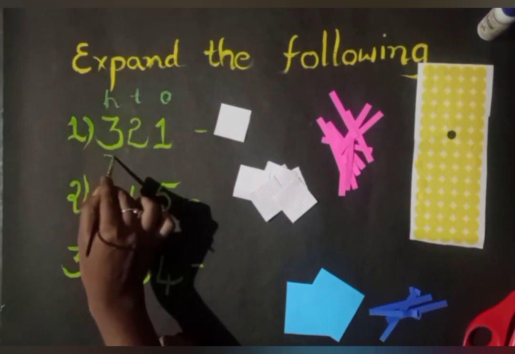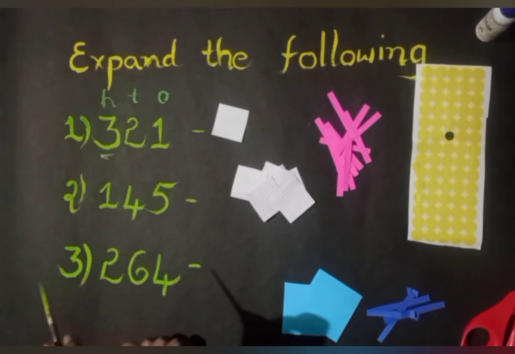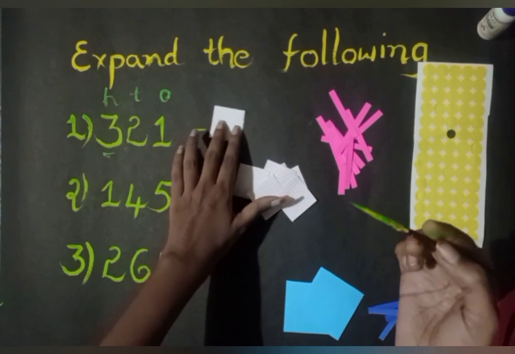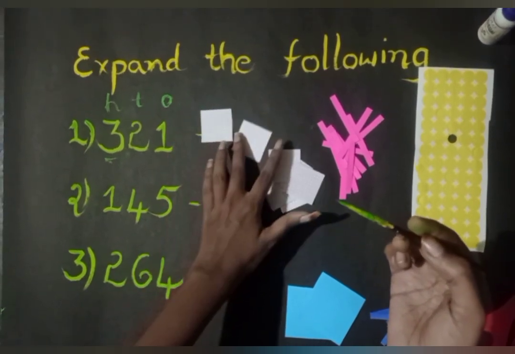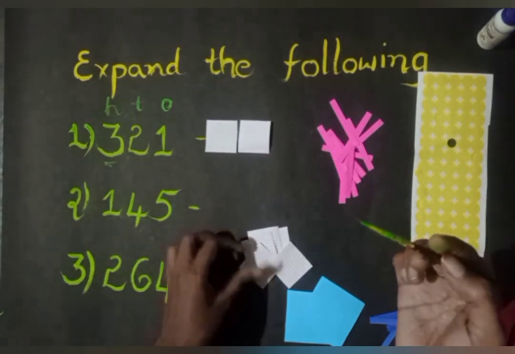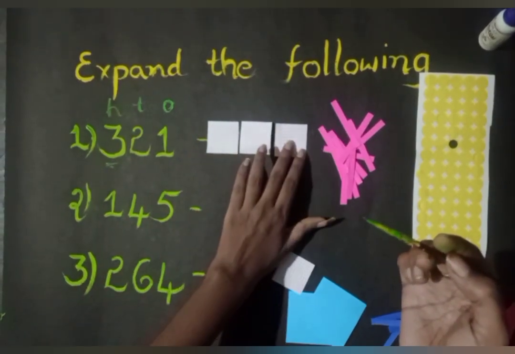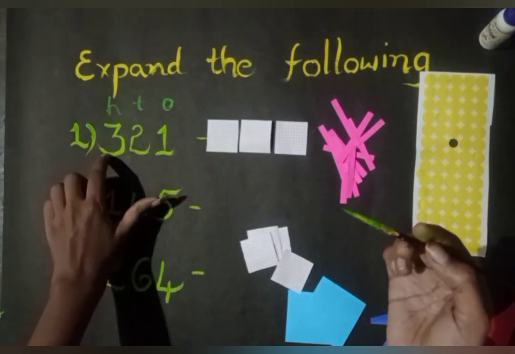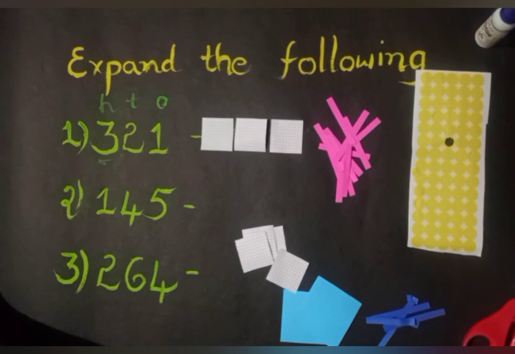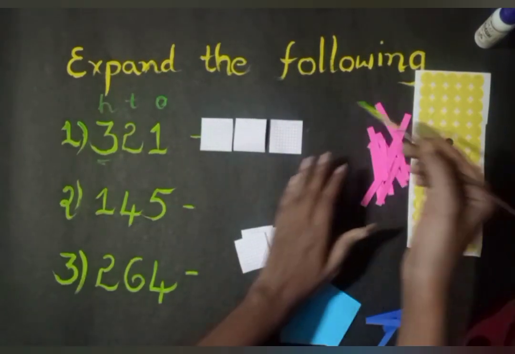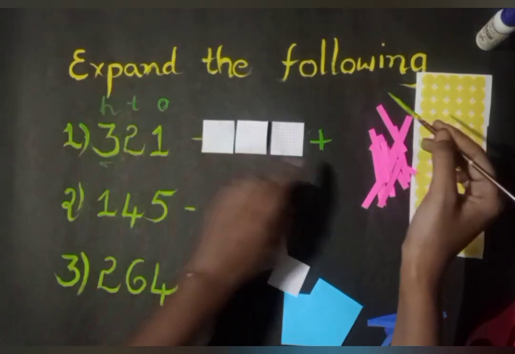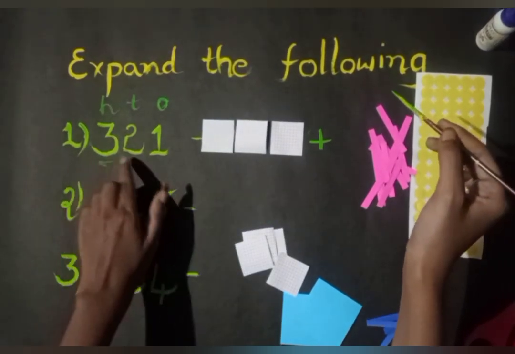Here first we have to take 100 blocks. See hundreds, how many are there? 3 are there. So we have to take 3 blocks. 1, 2, 3. Later I will paste it. First I am arranging them. So here 300s, I have taken 300s. So after taking 300s, in the expanded form you have to put one plus sign. So first we finished the 100 place, then put a plus sign, then come to the tens place.